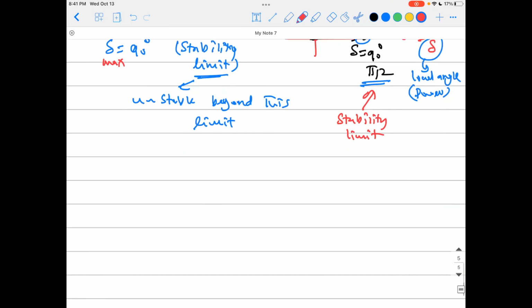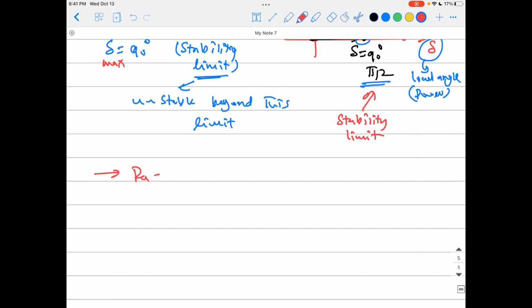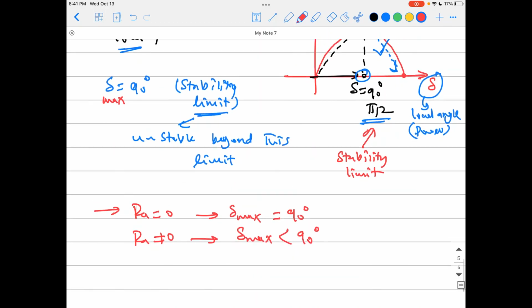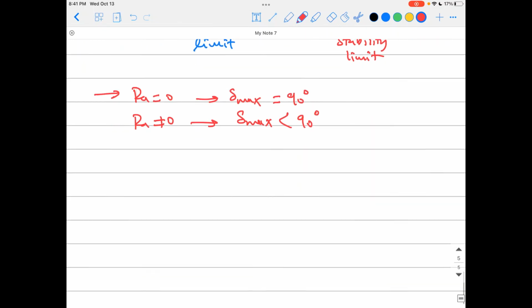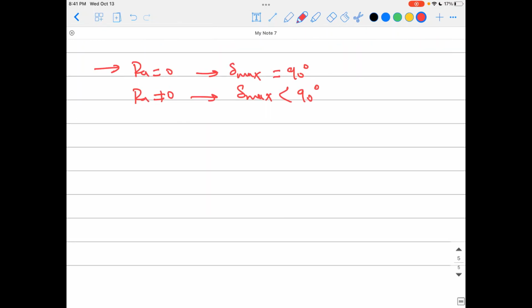Okay, so like we said, if RA is neglected, meaning we treat it as zero, then the stability limit is 90 degrees. But if RA is included in the calculation, so it's not equal to 0, delta maximum will actually be less than 90 degrees. So you cannot even reach 90 degrees in the practical handling of generators. Okay, guys? So that is what is meant by the P-delta or the power-angle relationship.